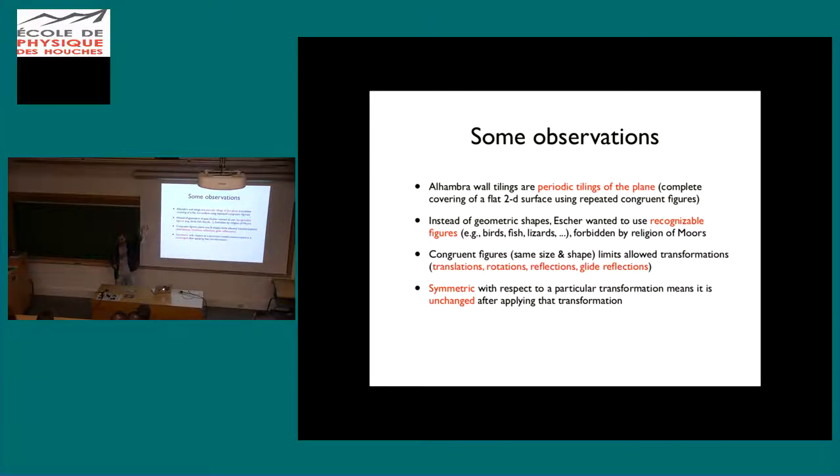Now, how many of you have heard of glide reflection? Okay, a handful of you. I guess it's actually in the high school math curriculum nowadays, okay? But this was something that I never heard of until I started researching Escher and these periodic tilings. And just by way of definition, to say that something is symmetric with respect to a particular transformation, I will mean that it's unchanged after applying that transformation to it. It's mapped back to itself.